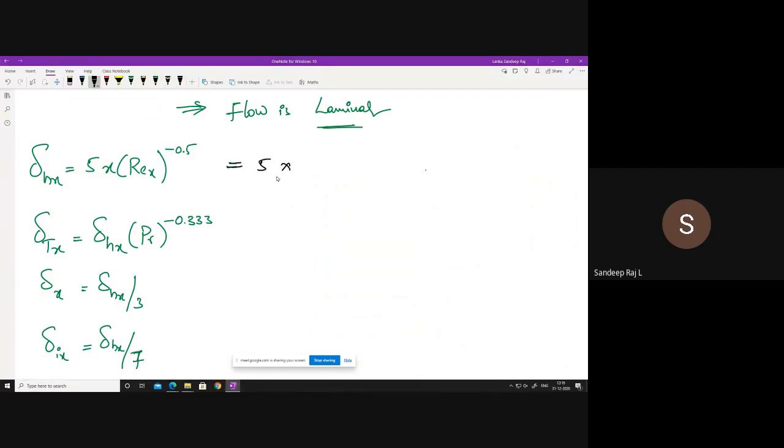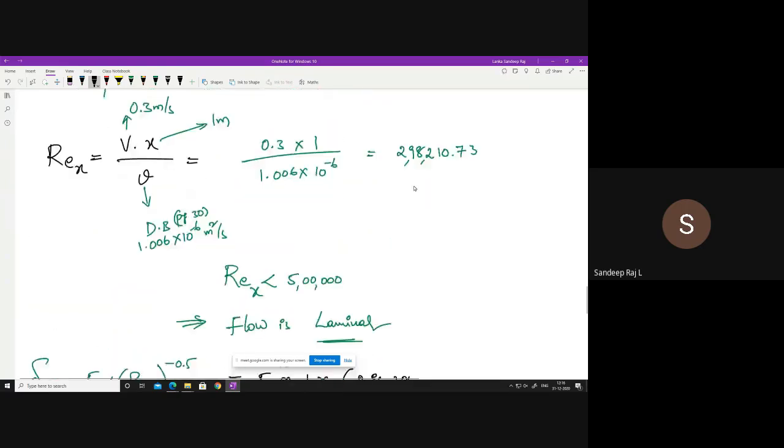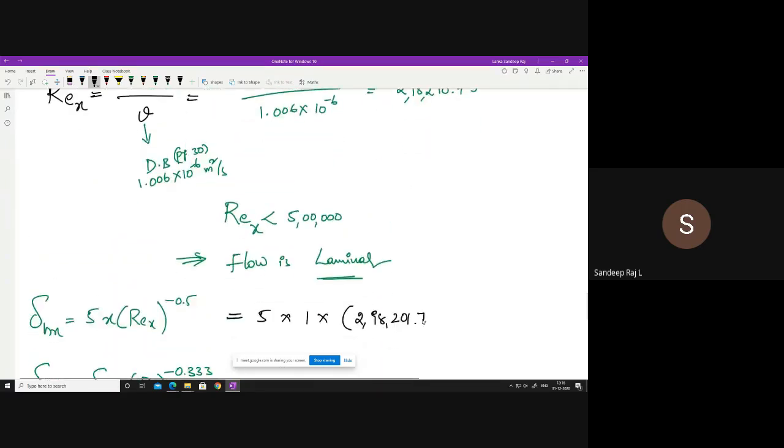It is 5 into the x value is 1, and the Rex value you have found out, some 2,98,210.73, whole to the power of minus 0.5. Tell me what is the value of delta Hx now. 2730.43. Yeah, kindly repeat it again. 2730.43.